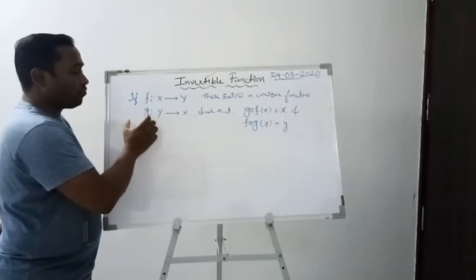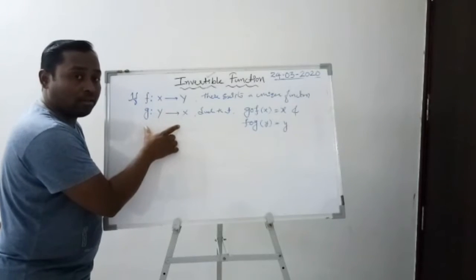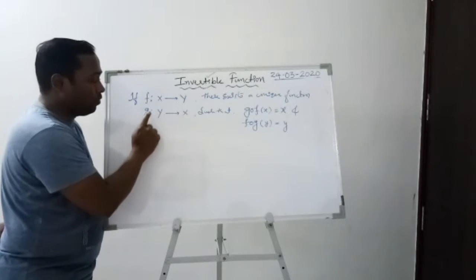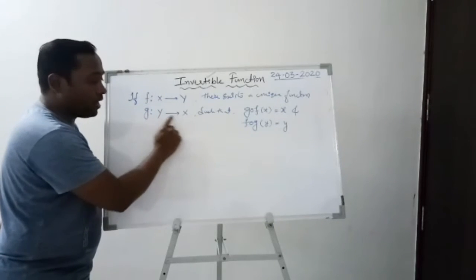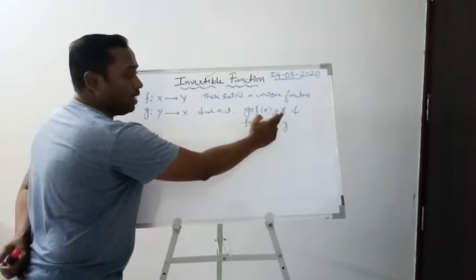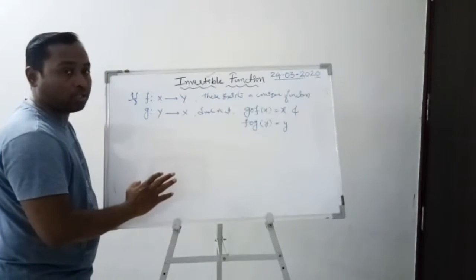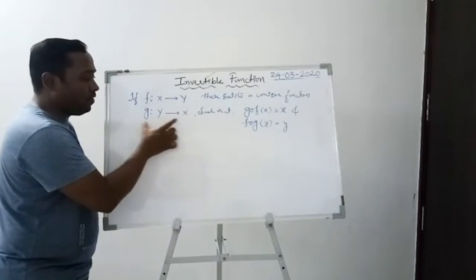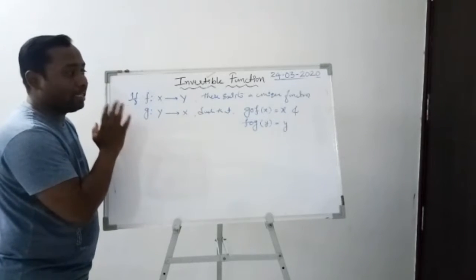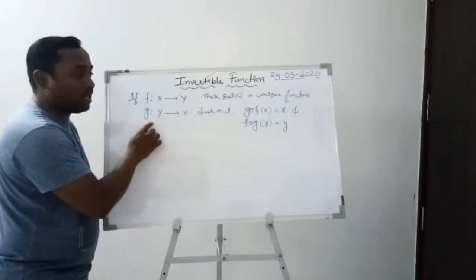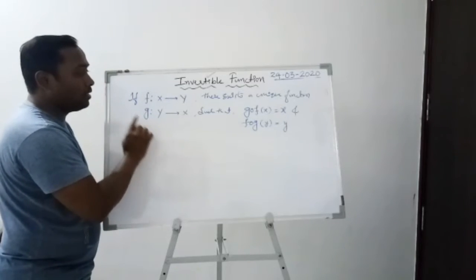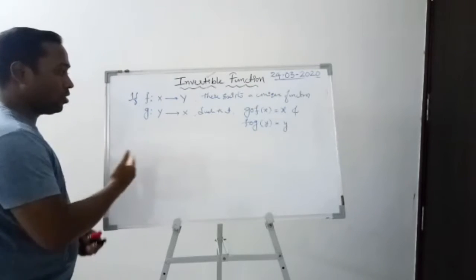So first we'll define the function g, though it is not given in the question. From the given function f, first we'll define the function g from y to x, and then we'll go for these two tests, whether gof and fog will give the x and y variables or not. Then only we can say the g function which is defined is called the inverse of the function. So we'll take the same question, and with the help of this definition, we'll prove whether the function is invertible or not. So I am taking the same question here.